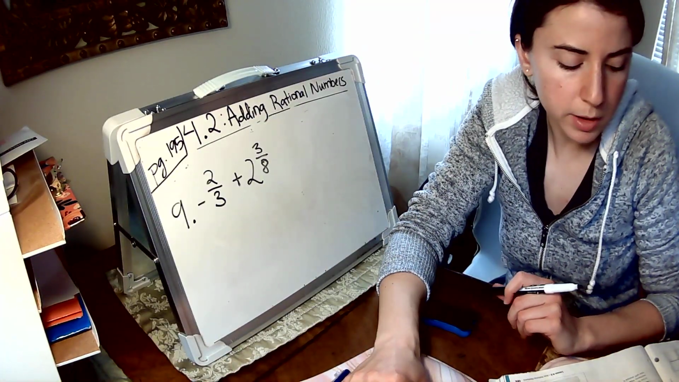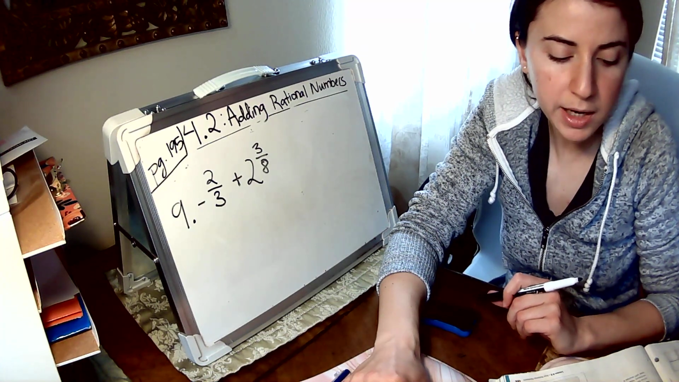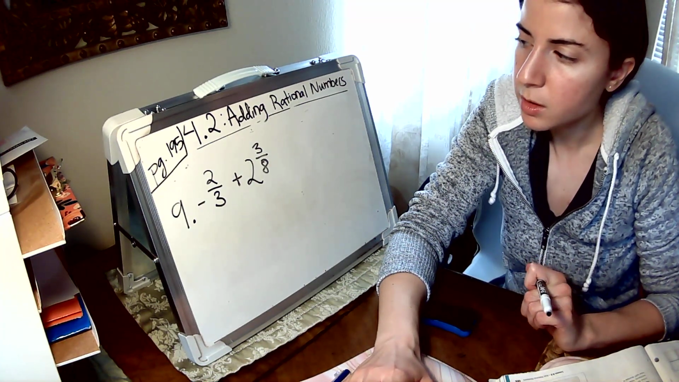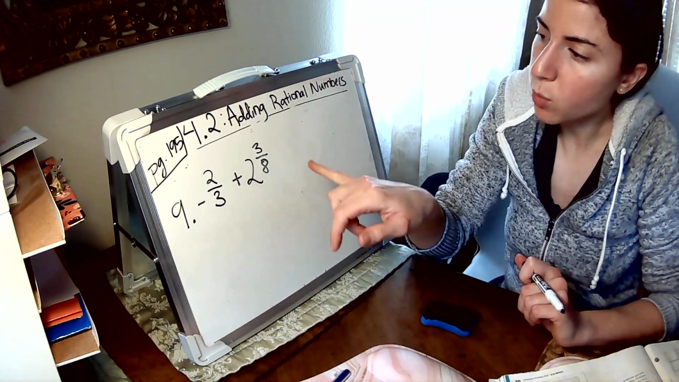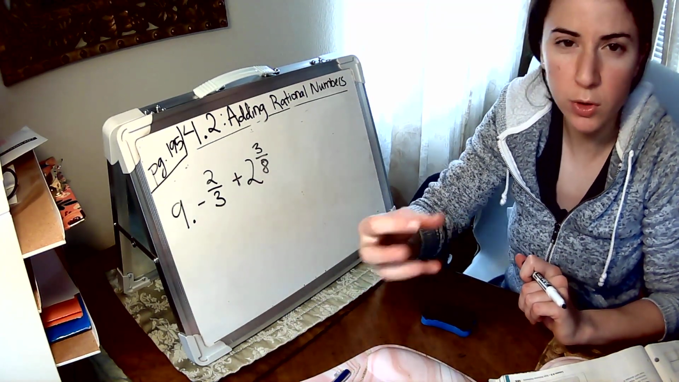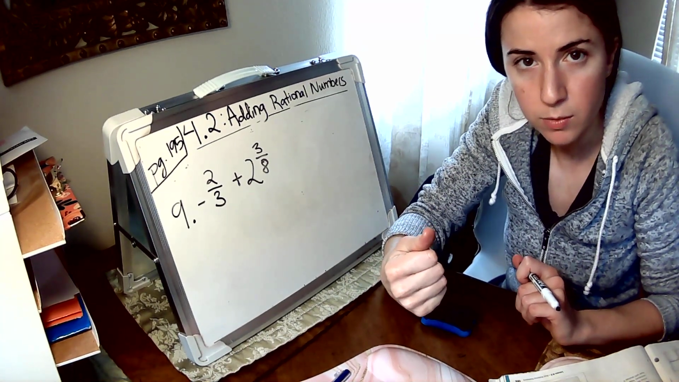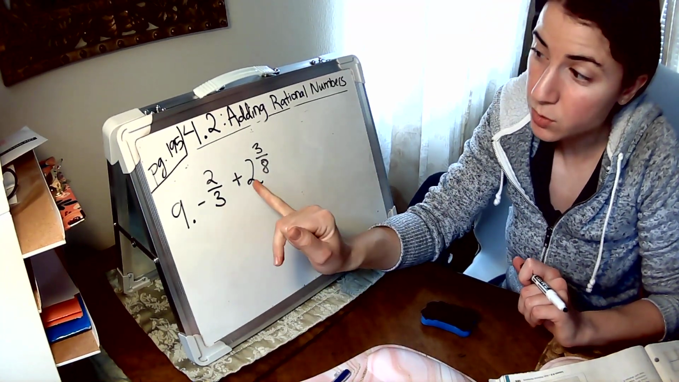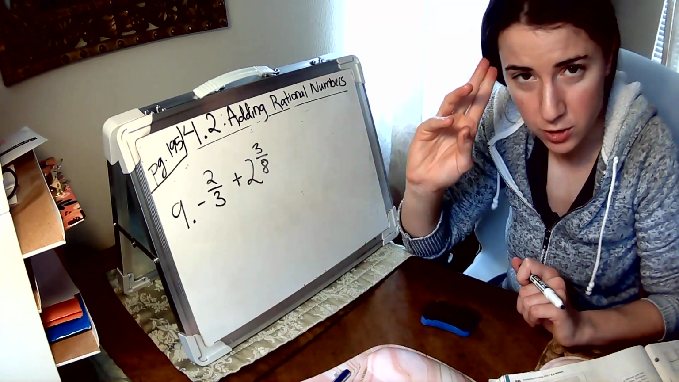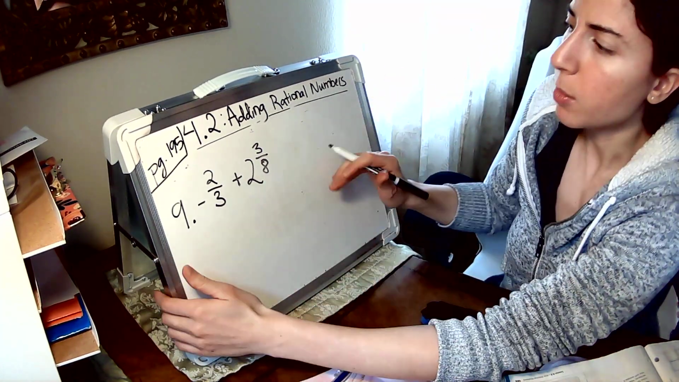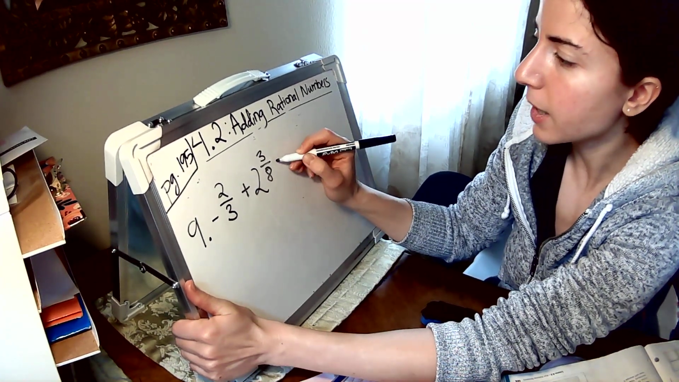All right, so let's look at number 9. We have negative 2/3 plus 2 3/8. Now, step 1. We want both numbers to be in the same form, okay? And we want to recognize we have a negative number and we're adding to that negative number. That's just something we want to keep in mind. But first, let's have them look the same, okay?